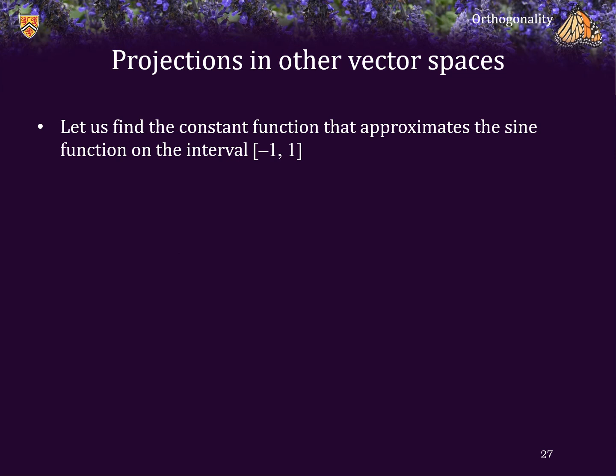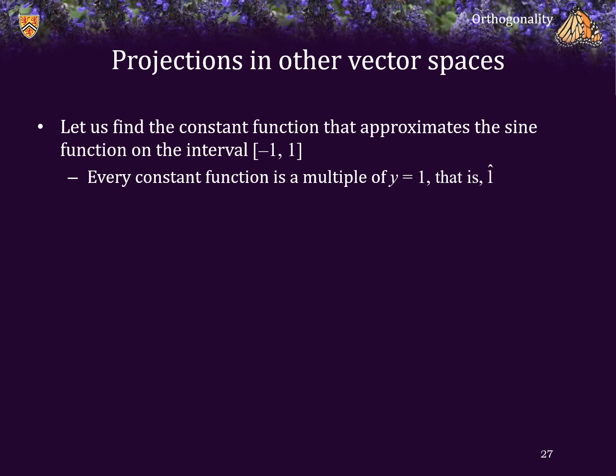Now, let us find the constant function that best approximates the sine function on the interval from -1 to 1. Now, every constant function is a multiple of the function y is equal to 1. That is the function represented by 1 with a cap over it. This 1 with a cap over it is the function that evaluates to 1 at every single value of x. That function is different from the scalar 1.